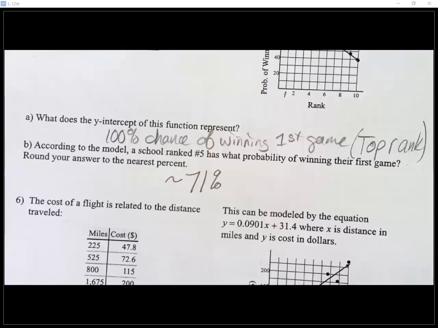Are we ranked? Is Tantasqua ranked? We got it. All right. We have a good basketball team, I would say.